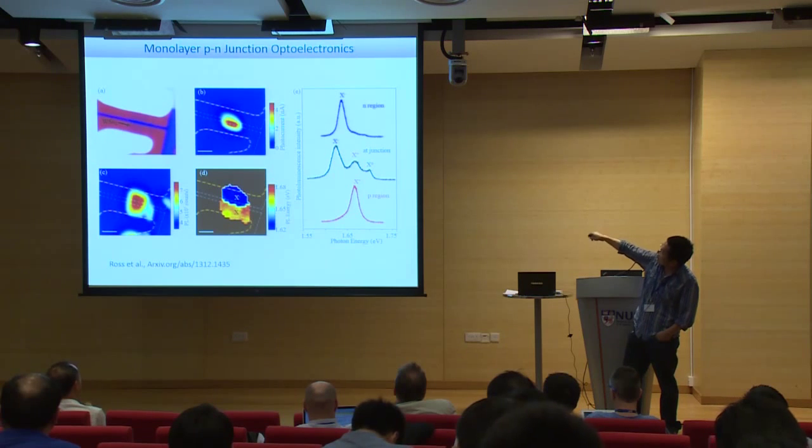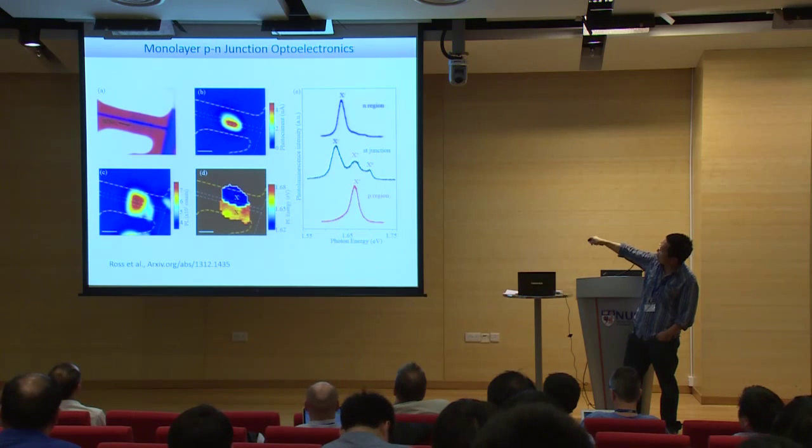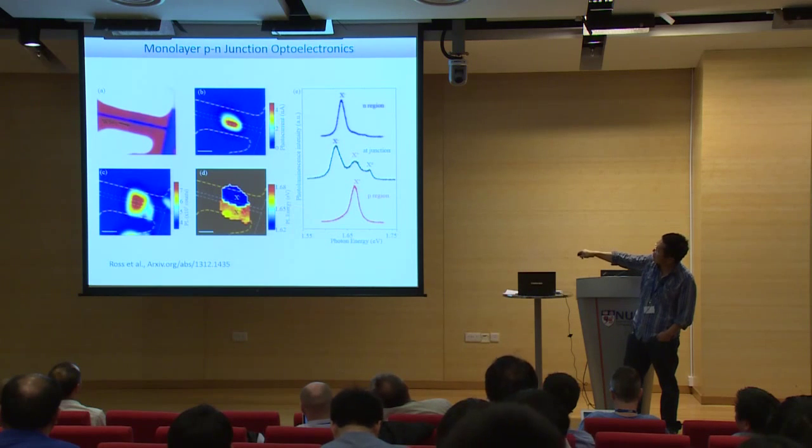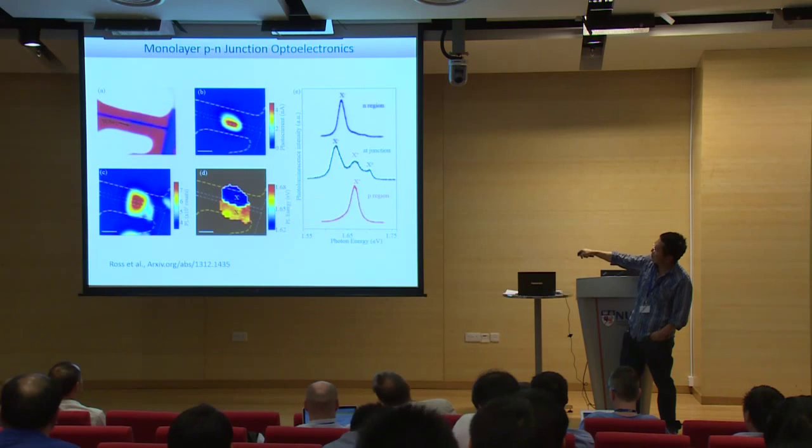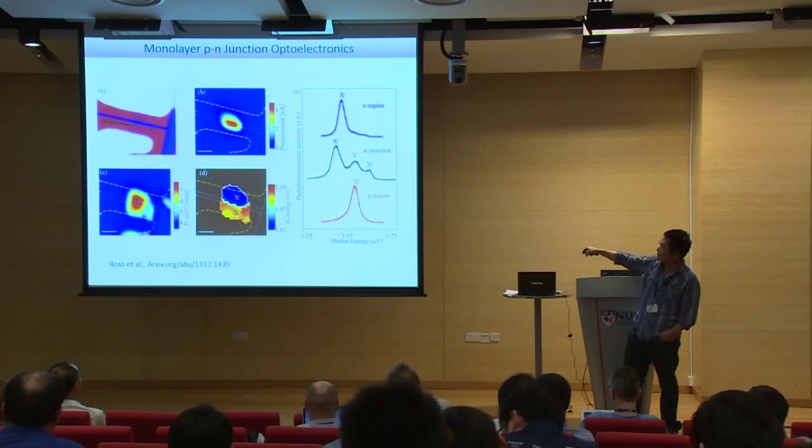Here, just to show you three spatially selective photoluminescence spectra, the top one is from the N region, so we see X minus. The bottom one is from the P region, where we see X plus. And the black curve I show you is from the PN junction. So we can see all three features, X minus, X plus, and X naught, because there's a potential drop right from the P to N, so we see three features together.